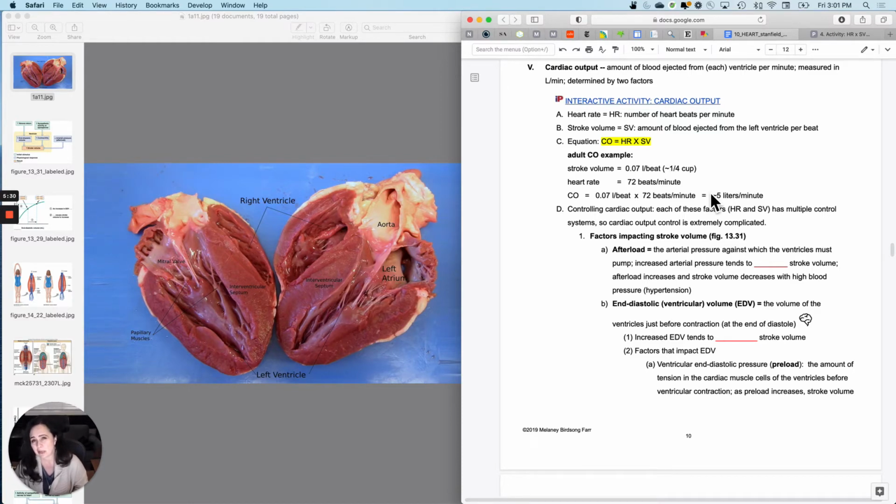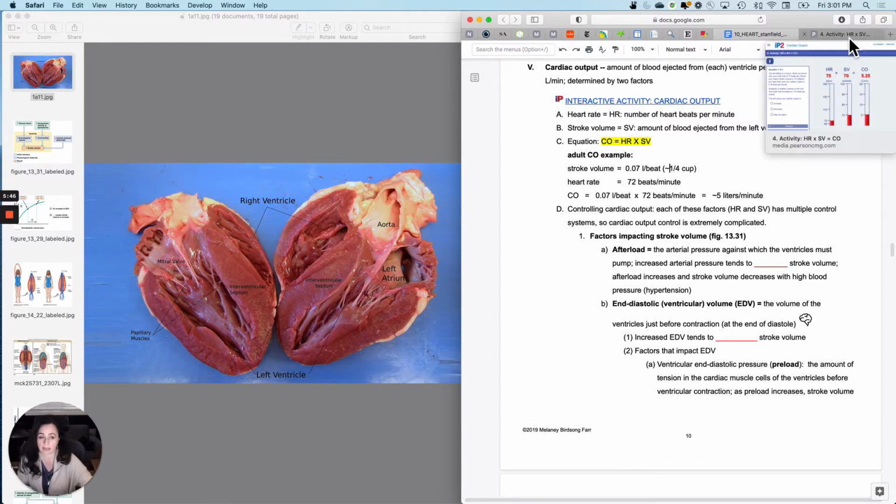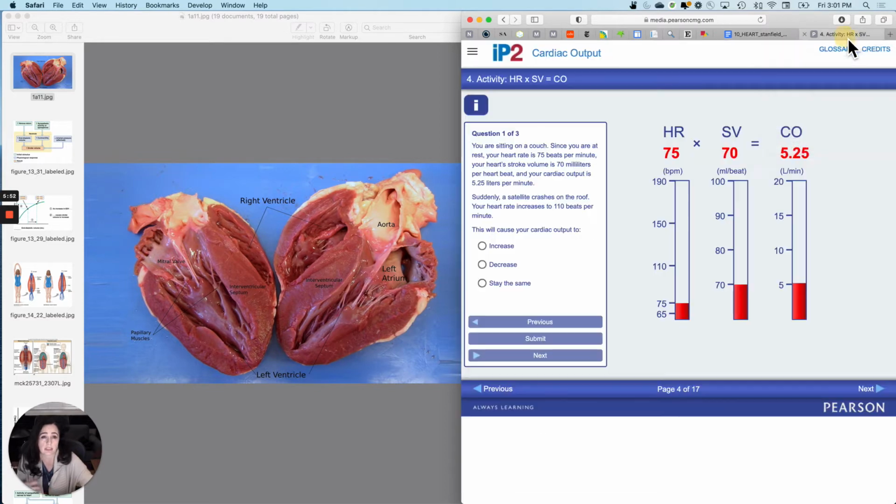So how could I increase cardiac output? I could either increase heart rate or I could increase stroke volume. Stroke volume is a little harder for people to understand than heart rate, and we'll do that one in just a second. But this interactive activity right here in cardiac output, it's fantastic for those of you who like to fiddle with things. So let's just do that one really quickly. Hopefully this link works for you, but let me show you that it just lets you manipulate simple little things so that the concepts click in your head.